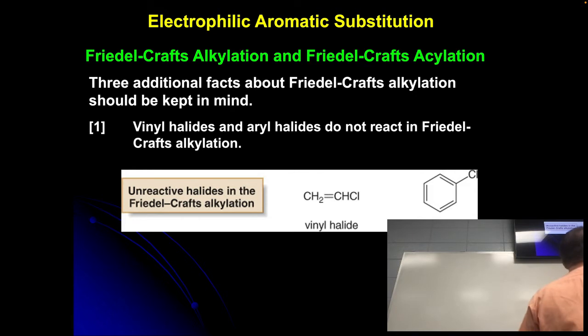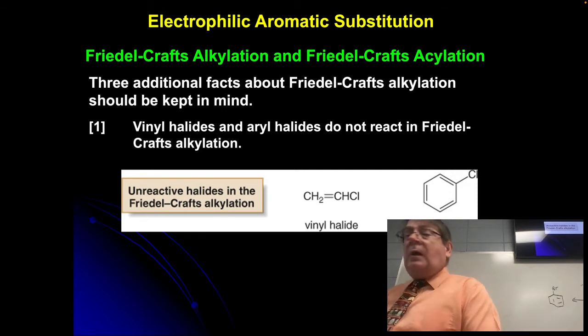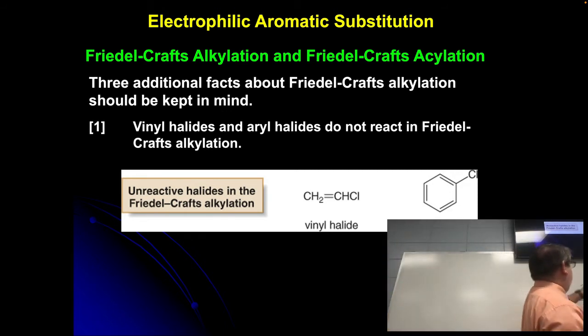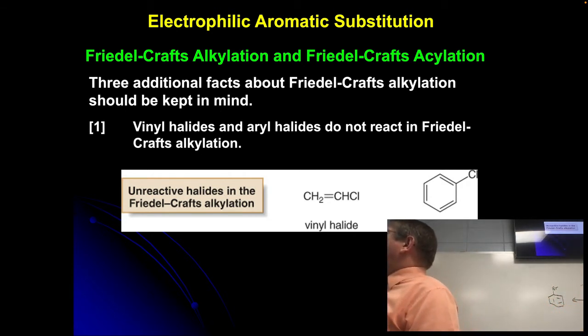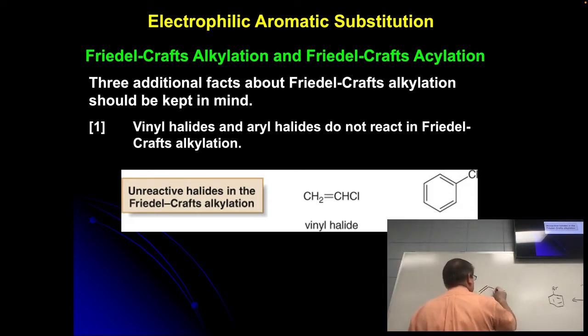Okay? So this is the kind of stuff that we can do quite readily with benzene through electrophilic aromatic substitution. Right? So we can make halobenzenes, we can make alkylbenzenes, we can make ketones, we can make nitrobenzenes, all pretty well. But there are some limitations to what we can do in some cases. So for example, in the Friedel-Crafts alkylation, you can't use vinyl halides. Okay? You can't use something that looks like this to do a Friedel-Crafts alkylation reaction.